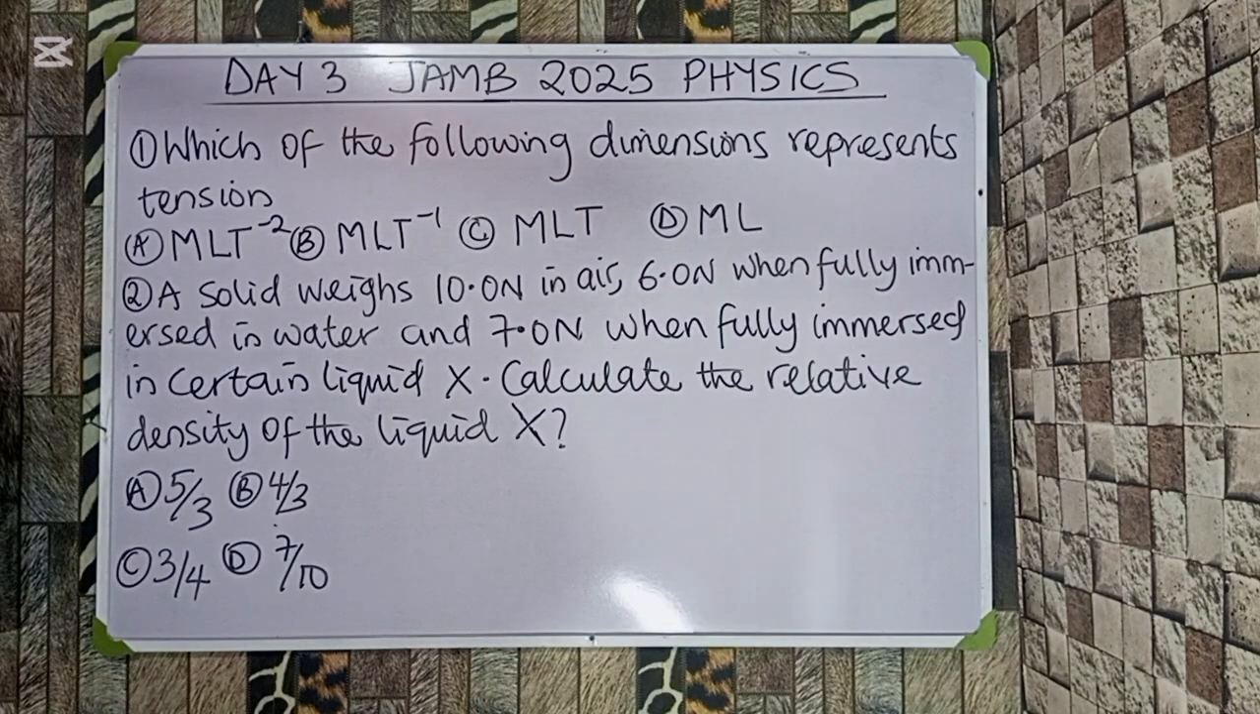Question 1. Which of the following dimensions represents tension? We have the following options. Option A, MLT^-2. Option B, MLT^-1. Option C, MLT. Option D, ML.